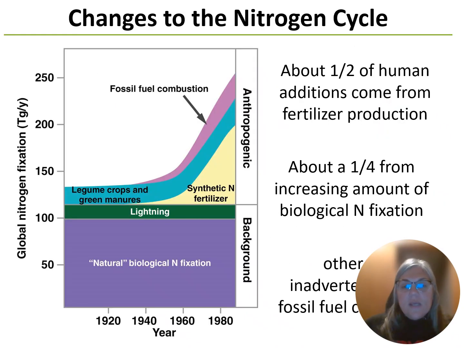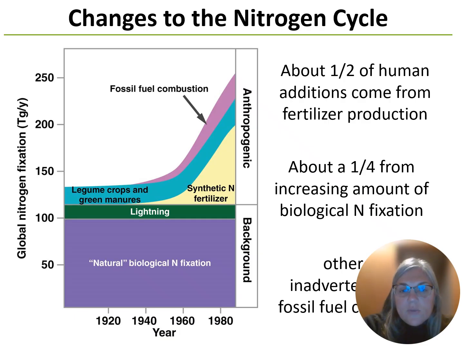Now, I just want to show you how this anthropogenic, and when I say anthropogenic, that means human-driven, fixation compares to our background fixation. So the bottom part of this graph I showed you before, the purple is natural biological fixation that's happening with bacteria. And then the green is this coming from lightning. So together that's what we consider background or natural sources of nitrogen fixation. Above that is human-driven fixation. And we have it separated.